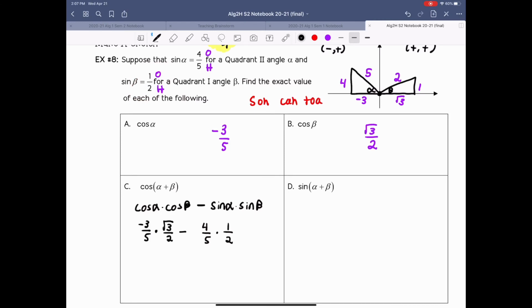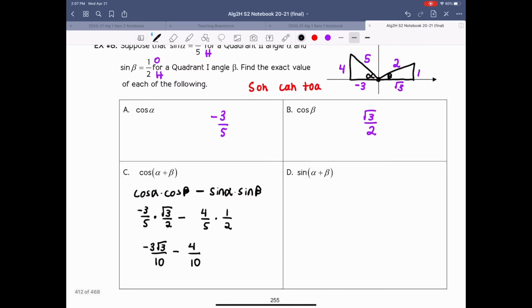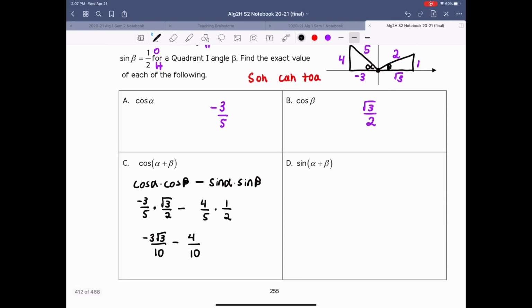Looking at my first fraction here, we have negative 3 times the square root of 3 over 5 times 2. That's going to be negative 3 square root 3 over 10, minus 4 times 1 over 5 times 2, which is going to be 4 over 10. If I write those as one single fraction, since I have like denominators here, that is going to give me a final answer of negative 3 square root of 3 minus 4, all over the common denominator, 10. All right, so that's my final answer for part C.